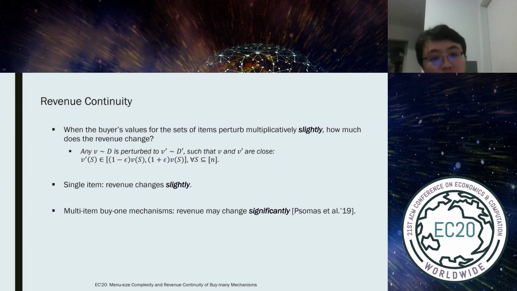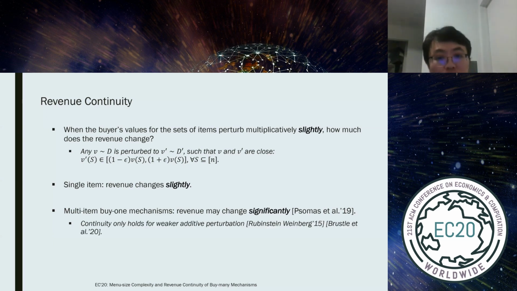For a multi-item case, a surprising result from an example in Tzamos et al.'s EC paper last year is that the revenue obtained by the optimal by-one mechanism can change significantly after the value gets perturbed multiplicatively. And it is even possible that before the perturbation, the optimal revenue is infinite, while the revenue after the perturbation is only finite.